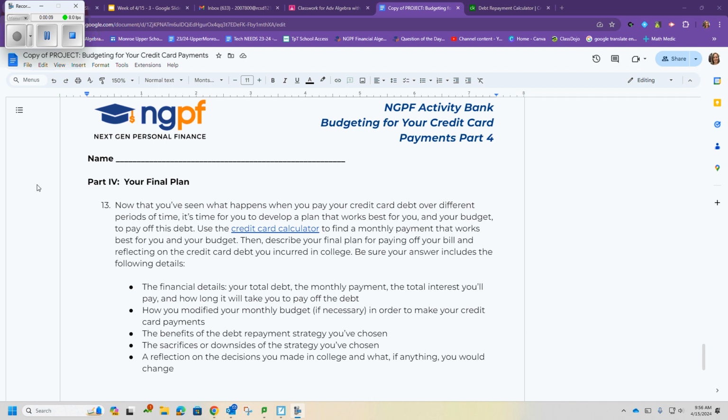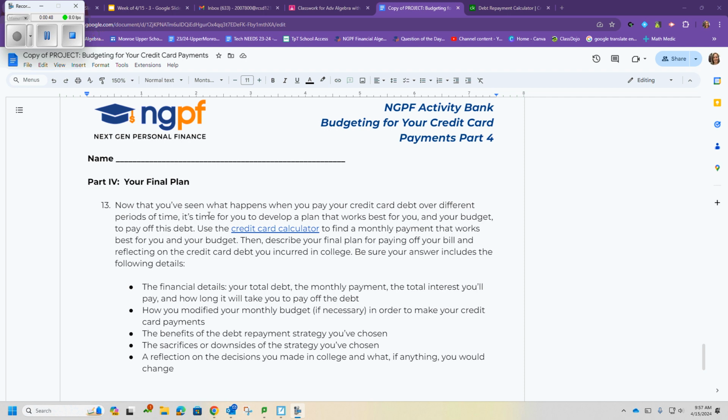So in this part, you are going to create your final plan. All right, number 13 says, now that you've seen what happens when you pay your credit card debt over different periods of time, it's time for you to develop a plan that works best for you and your budget to pay off this debt. Use the credit card calculator to find a monthly payment that works best for you and your budget. Then describe your final plan for paying off your bill and reflecting on the credit card debt you incurred in college. Be sure your answer includes the following details.